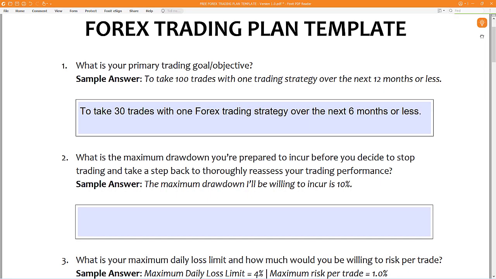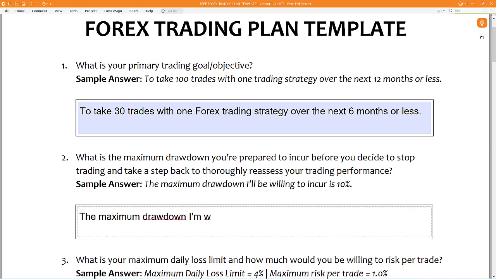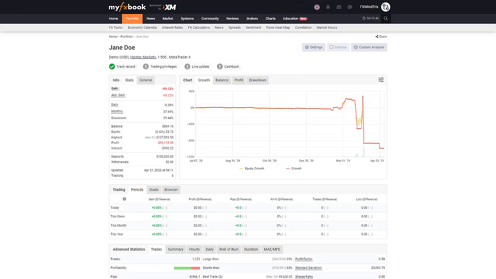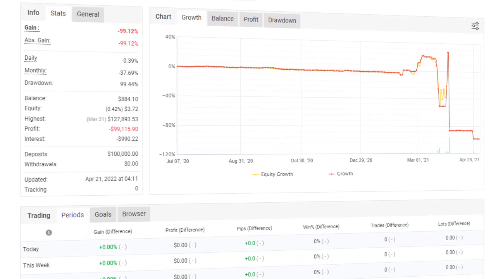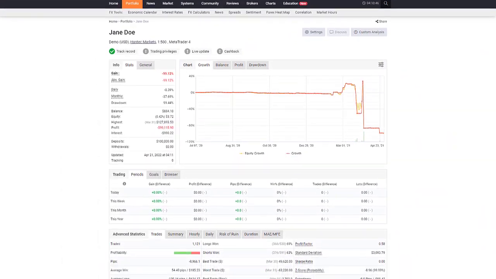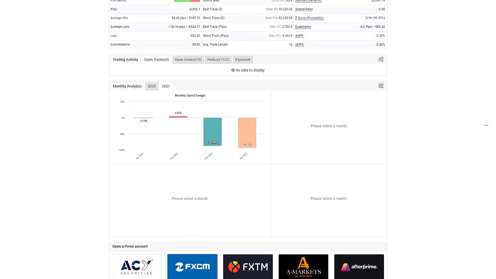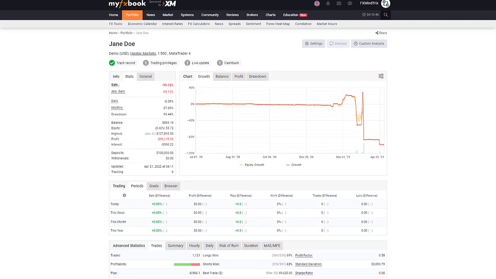The first thing you'll need to do to create a robust risk management plan is to clearly state how much money you're willing to lose before you'll stop trading and take a step back to thoroughly reassess your trading performance. Doing this will protect you from blowing your trading account or losing more than you can afford to lose, even if market conditions were to completely go against your trading strategy and cause you to lose every single trade you took.